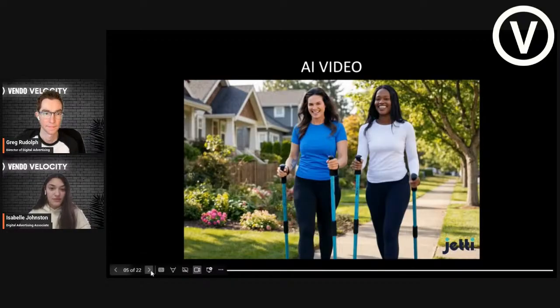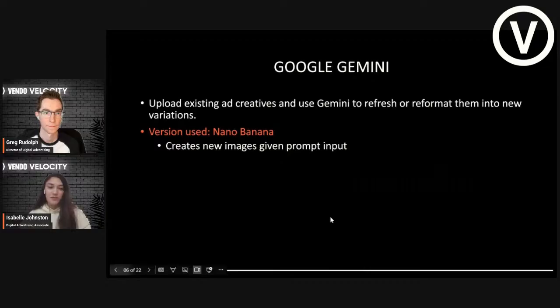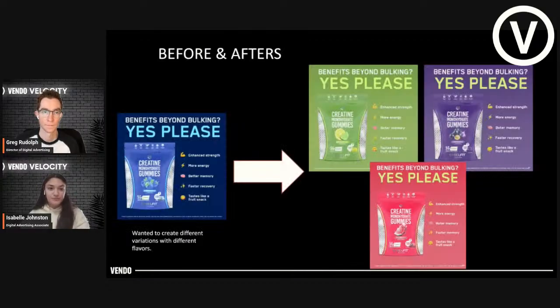So the first one that we use is Google Gemini, the one that we were just talking about right now. This one's really fun because we can use existing ad creatives that we already have and just use Gemini to either refresh or reformat them to create different variations, maybe a different flavor or different product, if we want the same concept going on. We'll just put in the prompt and always attach the existing ad creative to reformat it into something else. So here's some examples that we have done using Google Gemini.